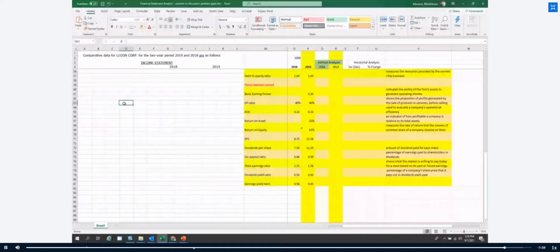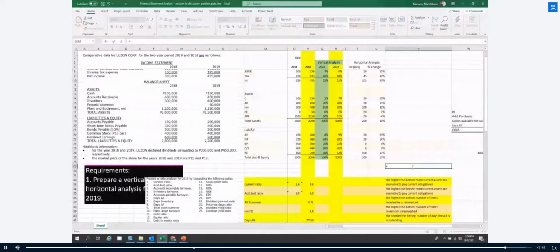Now, how are we going to get the ordinary shares outstanding? Here, class, the total common stock is 400,000. And how many shares? What we need to do is compute how many shares are included in here. So it's 400,000 divided by the par value of 10. So we have 40,000.